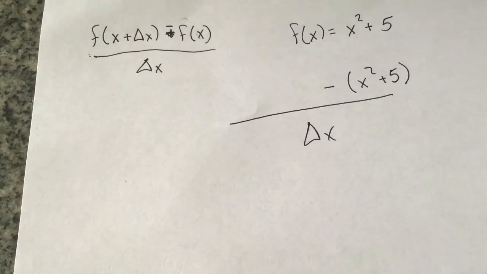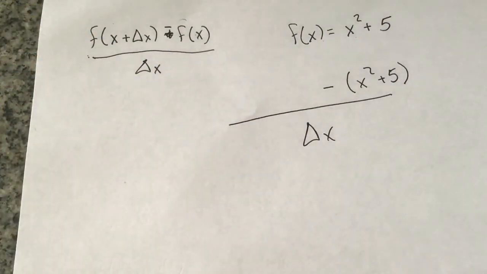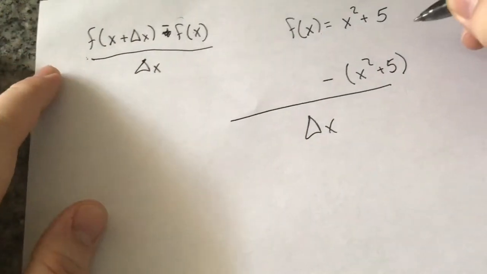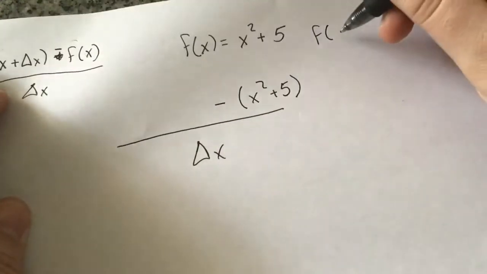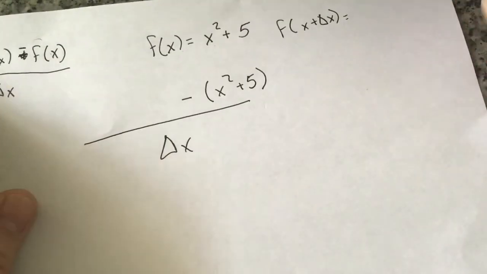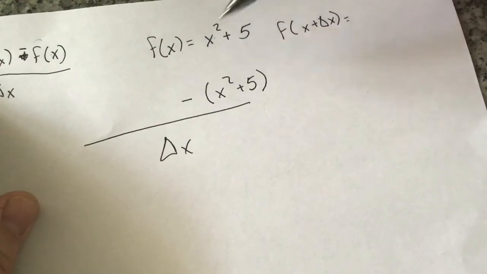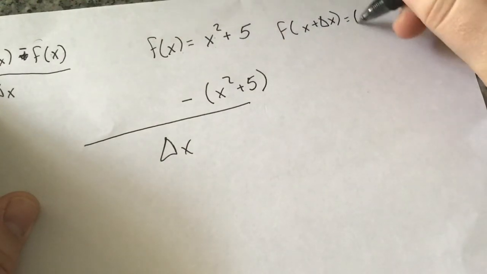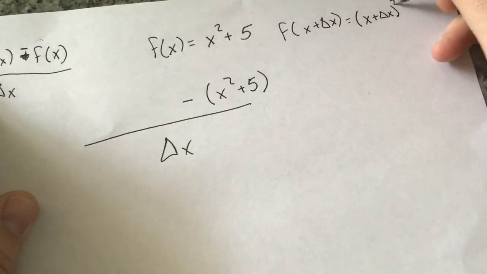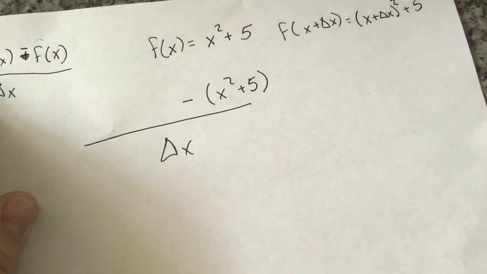There's nothing we've got to solve, nothing we've got to do. And the only thing that really involves trying something else out is this part, f of x plus delta x. Because we're not just putting x into the function now, we're putting all of this. So here's what we're going to do. f of x plus delta x would actually look like this. Instead of seeing x squared, we would replace it with what is in these parentheses, and we would get x plus delta x, squared, plus 5.